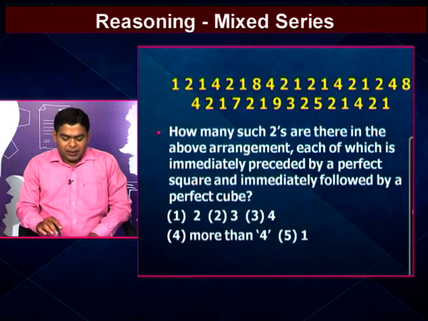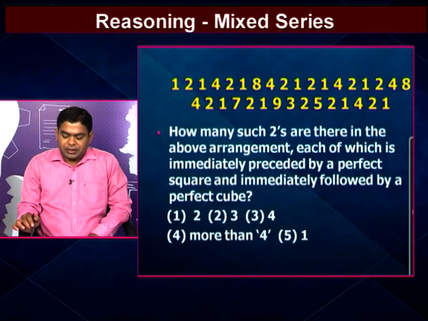But in our question, options are given. First option is 2, second option is 3, third option is 4, fourth option is more than 4, fifth option is 1. So in our question, 7 2s satisfy the given condition. That means according to our options, the fourth option is our answer. We go to the next question.